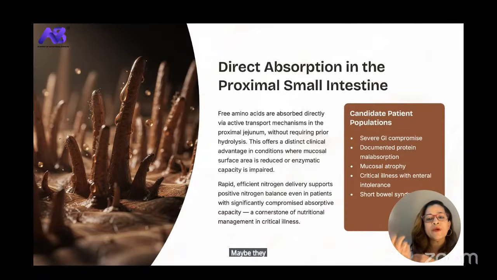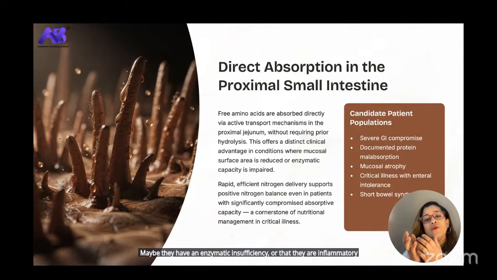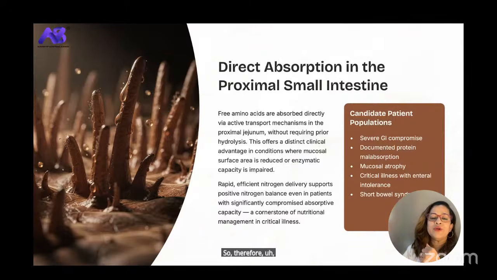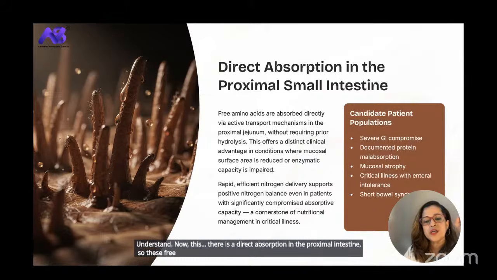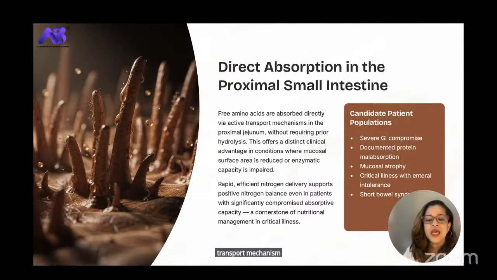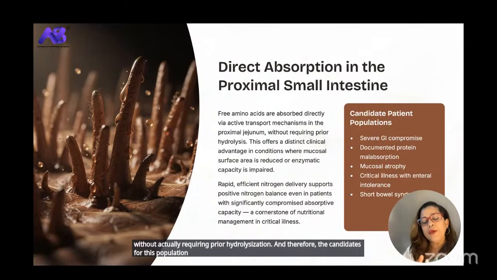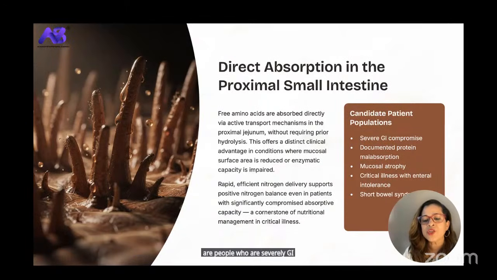Maybe they have an enzymatic insufficiency, or they are inflammatory and therefore have a compromised GI tract. So it is important for them to understand. Now, there is a direct absorption in the proximal intestine. These free amino acids are absorbed directly via an active transport mechanism in the proximal jejunum without actually requiring prior hydrolyzation.